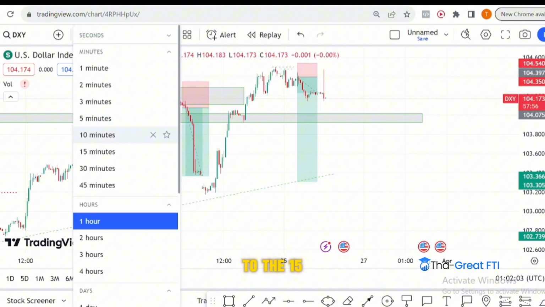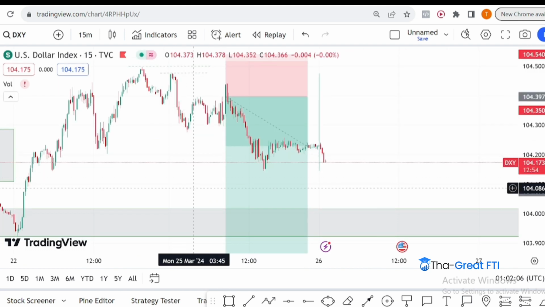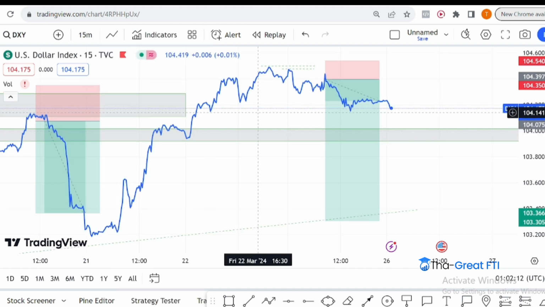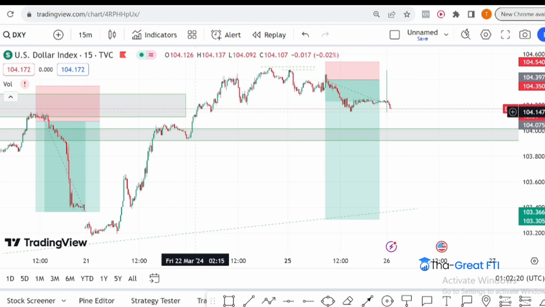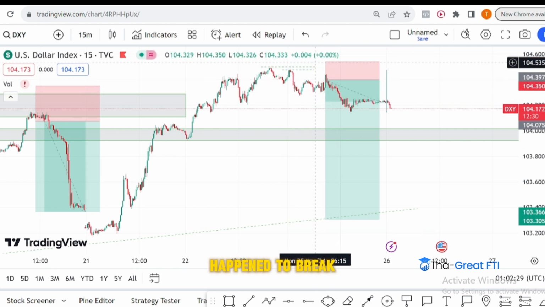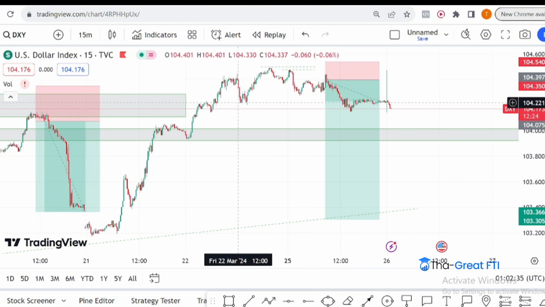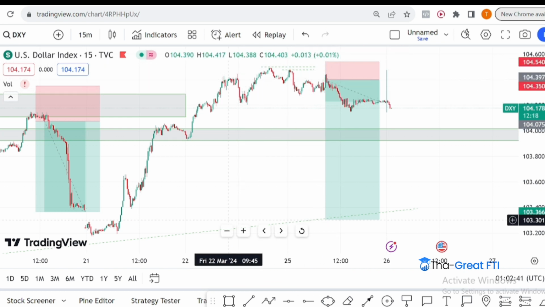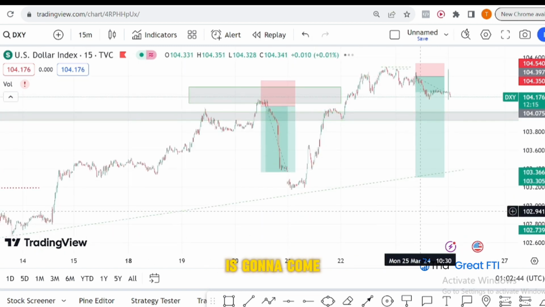If we go to the 15 minutes, we can see the structure very clearly. Look at the little structure right here. You can see that I mark this high and this high. If the market happens to break this high, then obviously I'm not going to be going for a sell anymore. But since the market has broken this low, there's a high chance that the market is going to come down to this level.